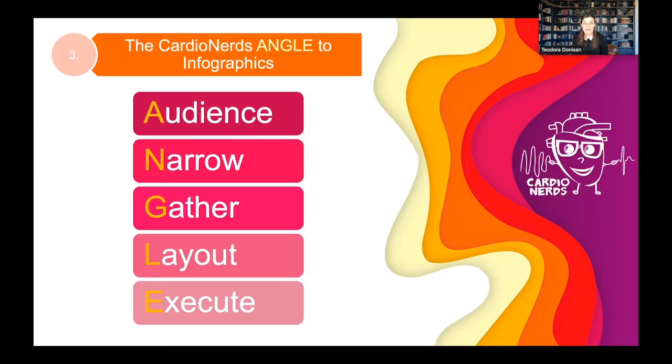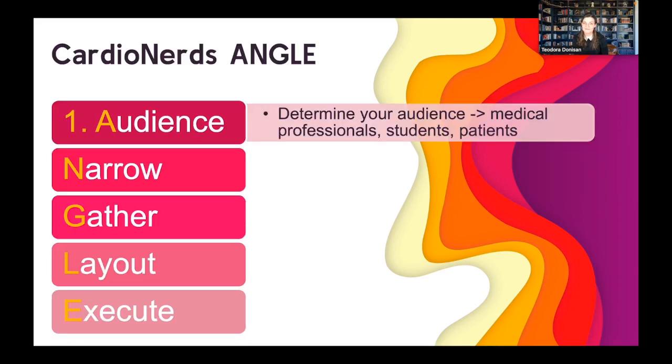Now we're going to go over the CardioNerds angle to infographics. I took this from Evelyn's presentation. She and her boyfriend came up with this very fun acronym. Start with thinking about who your audience is. In our case, it's going to be medical professionals, students, and sometimes maybe even patients. Think about what will engage your audience. What motivates them? What have they not seen before?